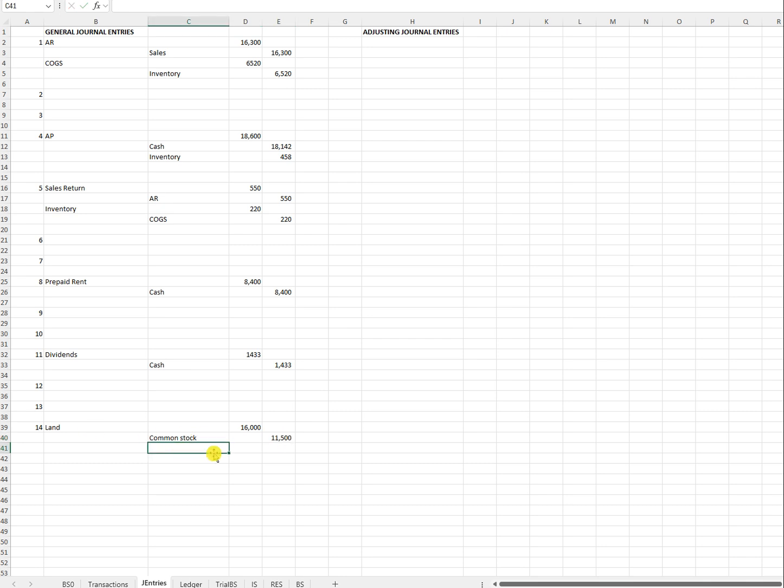Okay, and the difference between these two is going to be recorded in the paid-in capital account from common stock. Or sometimes it's also known as the additional paid-in capital account.